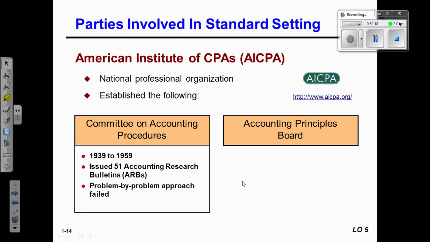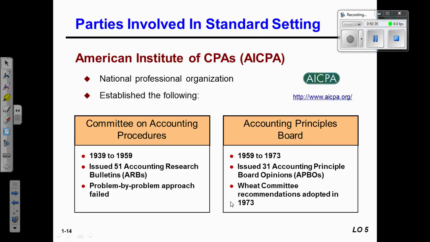Accounting Principles Board. 39 to 59. Okay. 51 accounting research bulletins. And then they summarize them all together into one. Okay. When they got rid of it, the problem-by-problem approach failed. That's wrong. They all failed. Okay. That's mean. They were doing a good job trying to put something together. 1959 to 73, there were 31 APBs. Weed Committee recommendations adopted in 73.